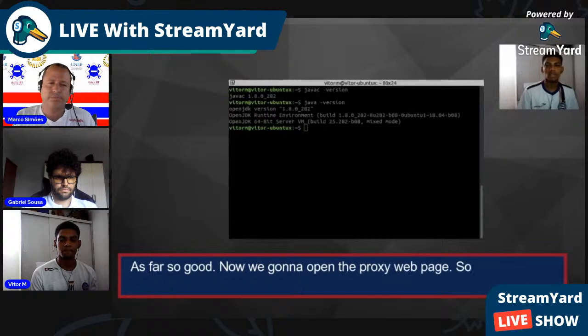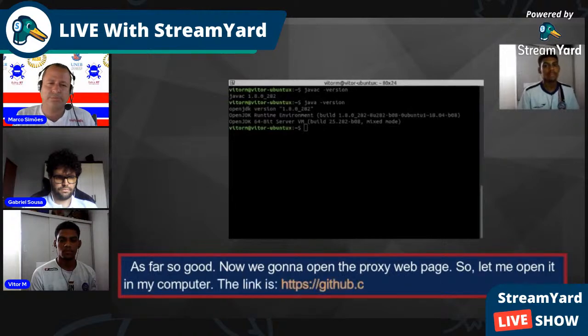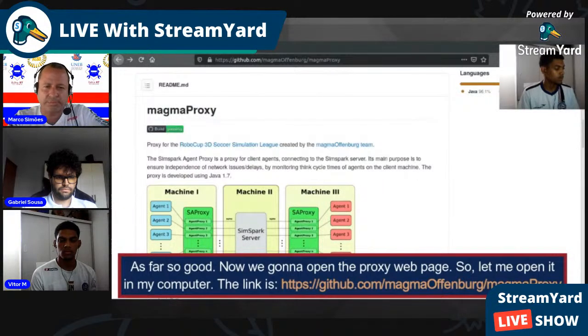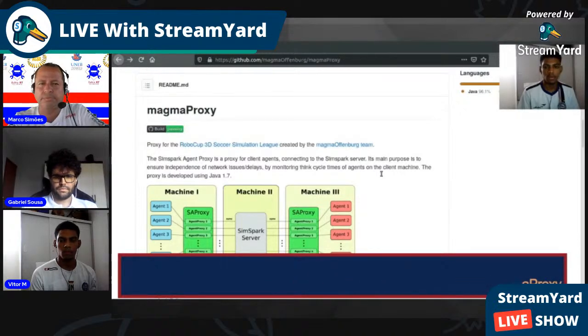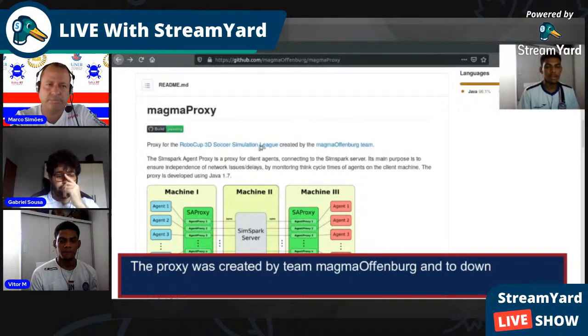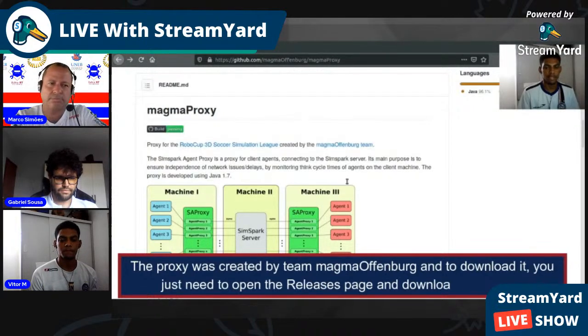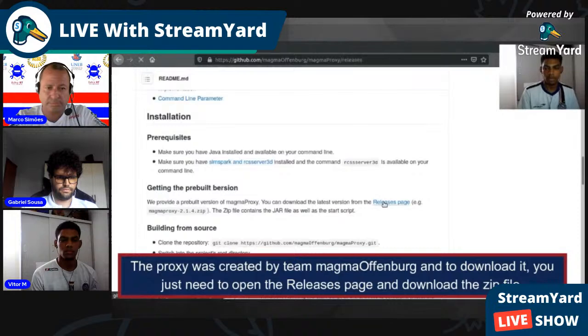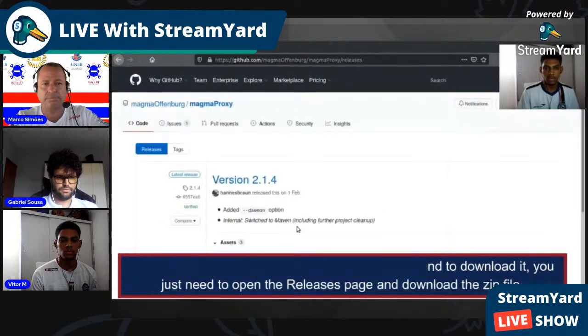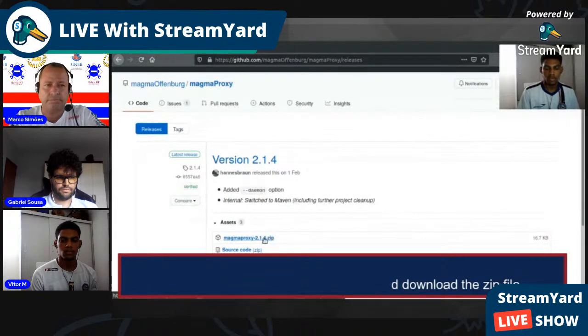So far so good. Now we're going to open the proxy web page. So let me open it on my computer and show the link as text. The proxy was created by the Magma Offenburg team, and to download it we just need to open the release space and download the zip file.